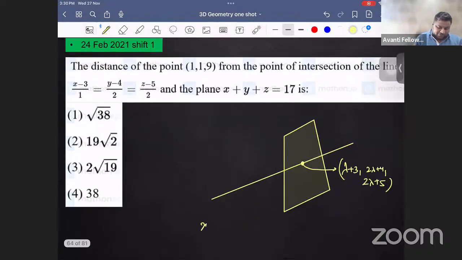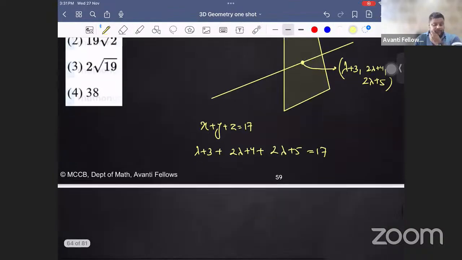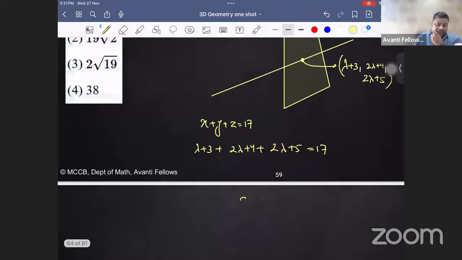Now it is given to me as x plus y plus z equals 17. Put the values of x, y, z here. So it is lambda plus 3 plus 2 lambda plus 4 plus 2 lambda plus 5 equals 17. Correct? So it will be 5 lambda equals 17 minus 5, and 4 is 9, 9 and 3 is 12. So lambda we got as 1.